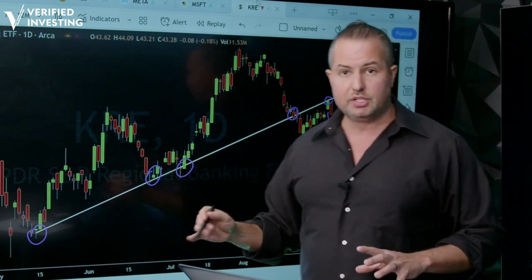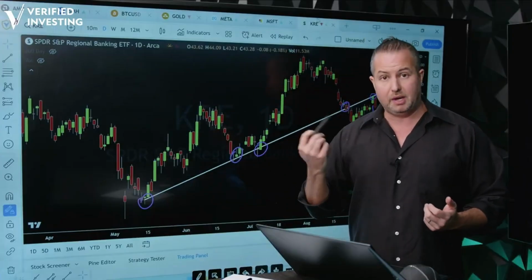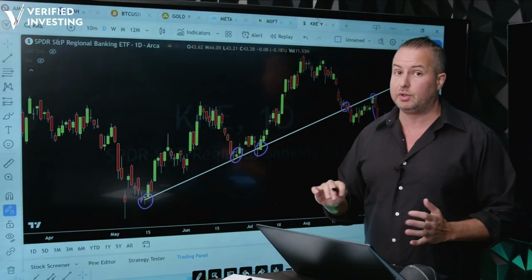So what I do is I look for repetitive patterns. And this is what a good trained eye, after you study charts and you become a trader for years and years and years, your eye starts to pick up on these things. It starts to see trend lines without even drawing them.